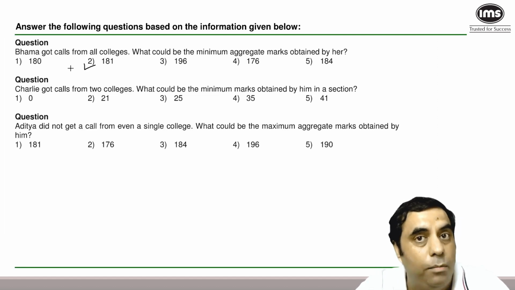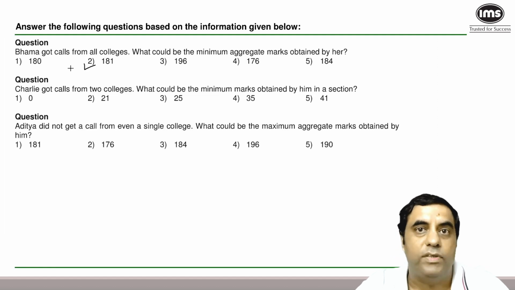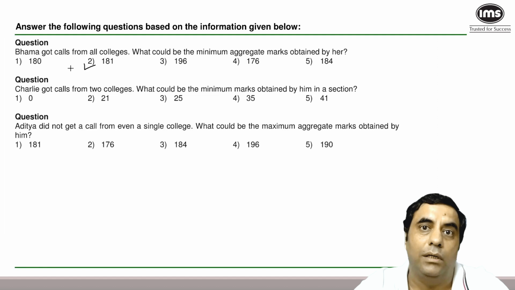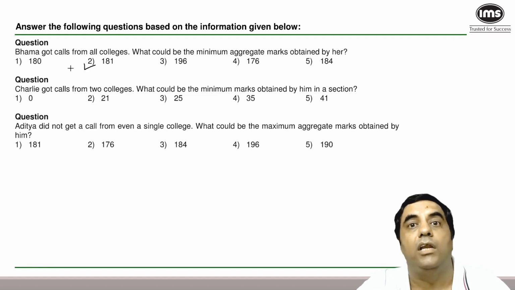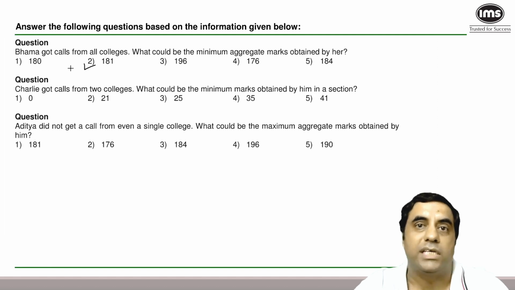And we want to minimize the number of marks in a particular section. So first of all, I need to look at it: if Charlie has to get a call from 2 colleges, Charlie has to fulfill the criteria of the overall cutoff also, right? And also the section cutoff, right?